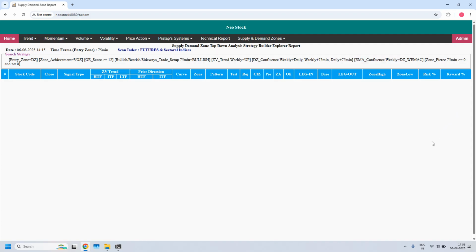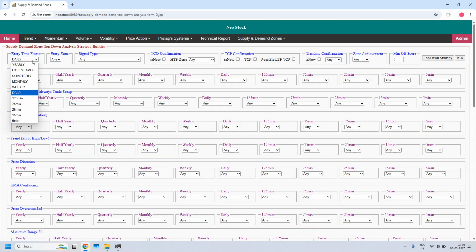Okay, this is bullish trade setup for weekly income trade. Next, bearish trade setup for weekly income trade. Entry time frame 75 minutes, entry zone, supply zone. Here at 75 minutes, bearish.